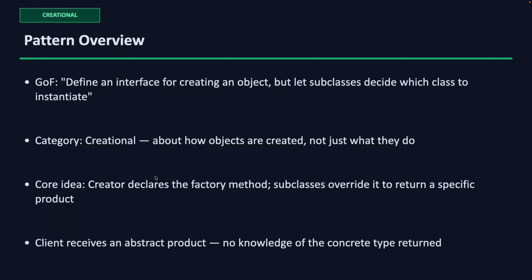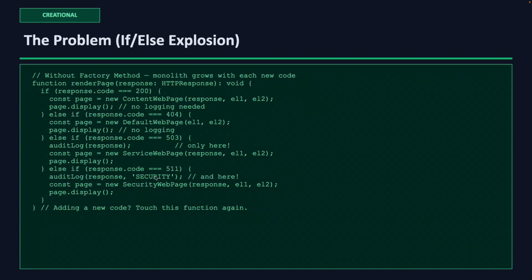This means that the parent class says, I need to produce this product, but it delegates the decision of which product to its subclasses. The key insight is the separation between the using code and the creating code. Your client calls a factory method on the abstract creator. It gets back a product. It never has to know or care which concrete product it receives.